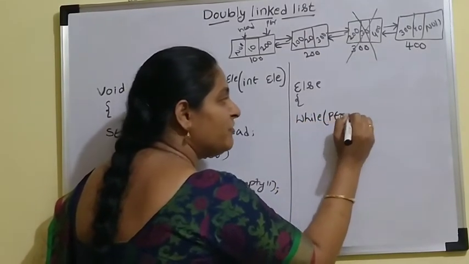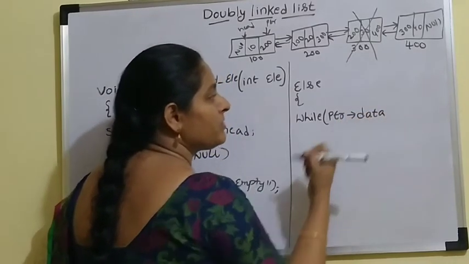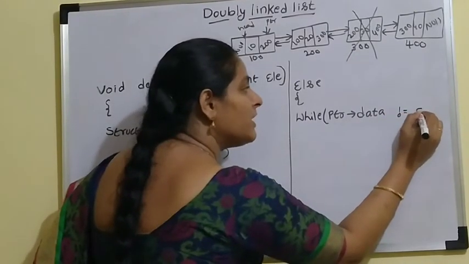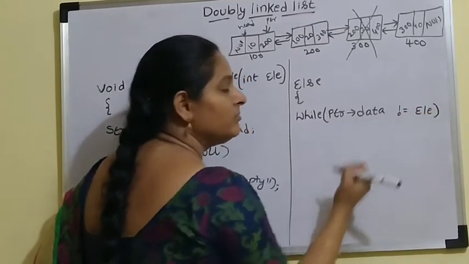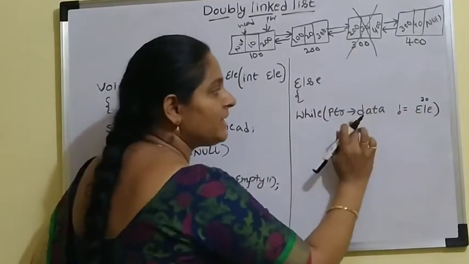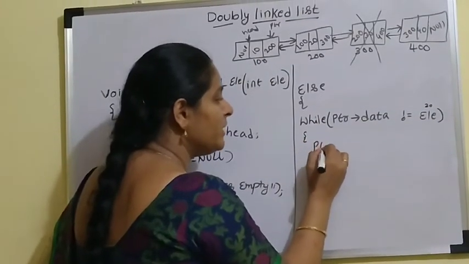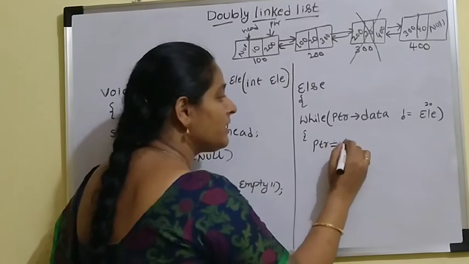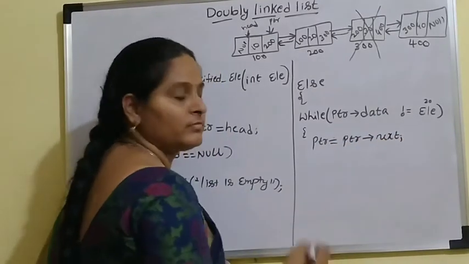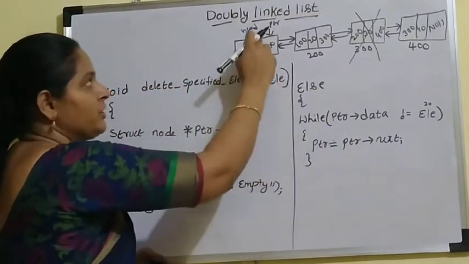So here I am verifying the element. So with ptr data I am comparing. While ptr data not equal to our deleting element ELE. So what is our deleting element? 30. If ptr data is not equal to 30, then what we need to do? We need to move ptr to the next position. ptr equal to ptr next. Right? Now we will check this condition here.